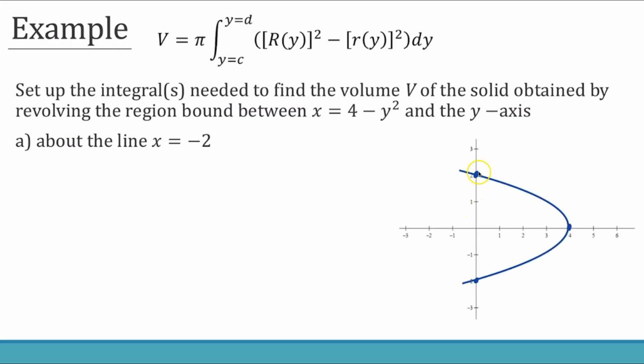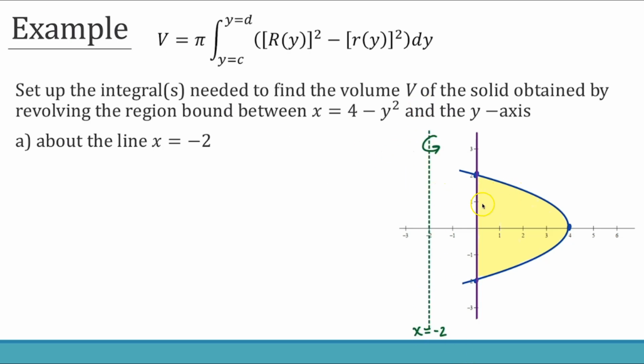And so notice that the y-intercepts are at 2 and -2. If I think about setting this equal to 0, 4 minus y squared, I'm going to end up getting plus or minus 2. And then the y-axis, so let's draw that. And then we'll highlight the region between. All right, so now we want to rotate this about the line x equals -2, which is a vertical line.